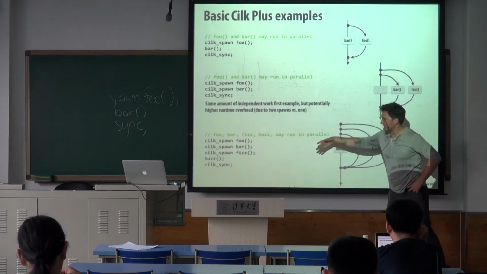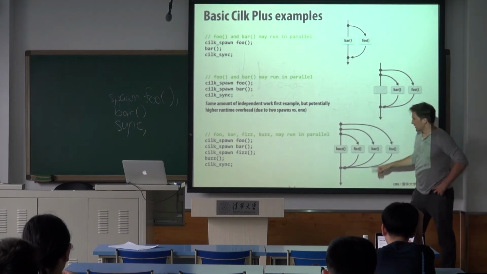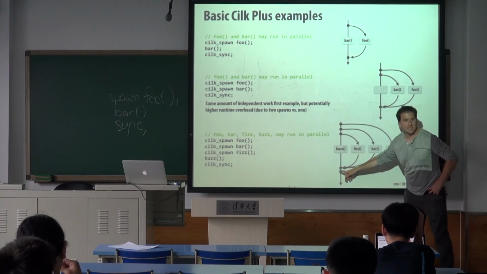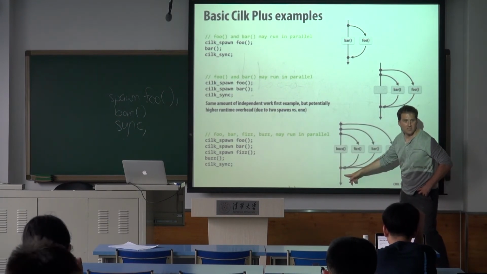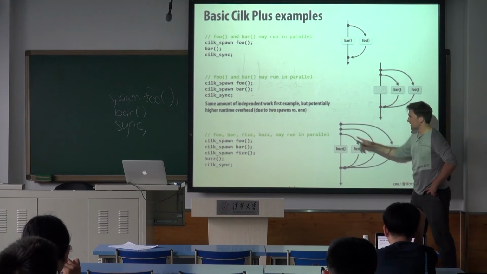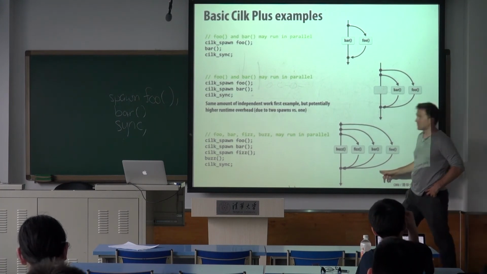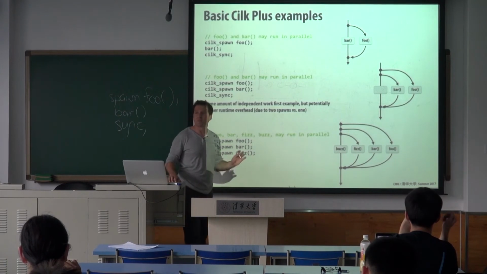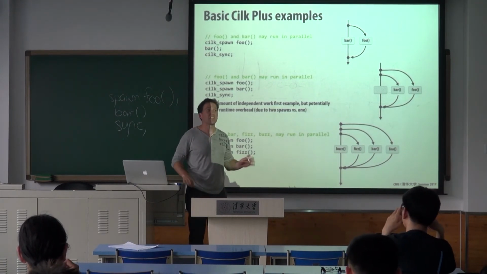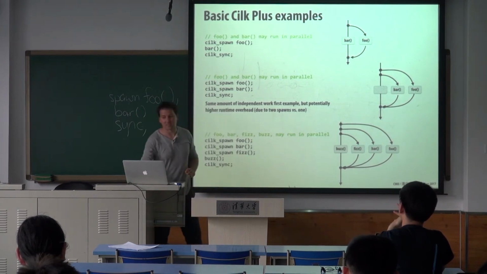And of course I can do this a lot more. Spawn foo, bar, fizz, do buzz, and then sync. So buzz gets done on the original thread, it's a regular function call. All the other functions are spawned off and can be done in parallel. So does everybody understand what Cilk spawn means? Now we're going to talk about how to implement Cilk spawn. We're going to talk about how Cilk is implemented.